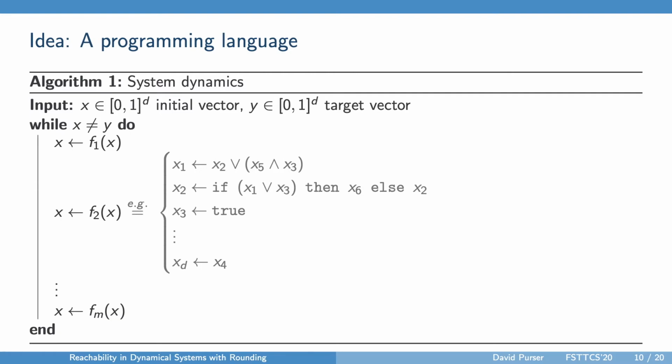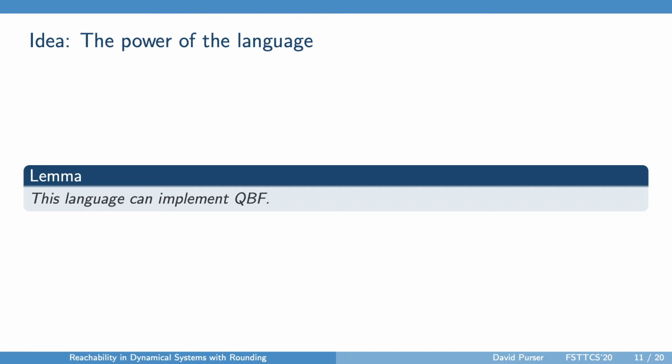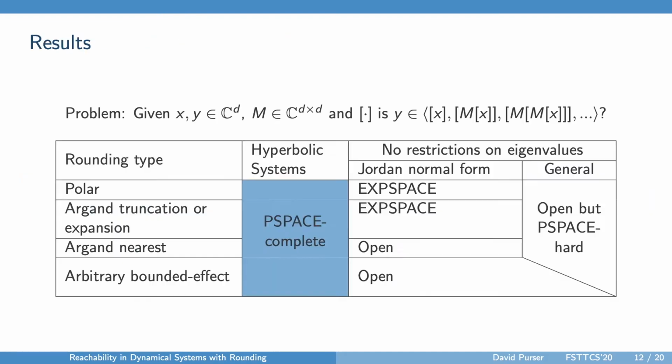And in fact, the halting problem for this language is sufficient to implement quantified Boolean formula. The details of this can be seen in the paper. We've therefore shown that for hyperbolic systems, the problem is PSPACE-complete. And indeed, this PSPACE-hardness result applies to general matrices, not just hyperbolic systems. Let's now look at the non-hyperbolic setting.